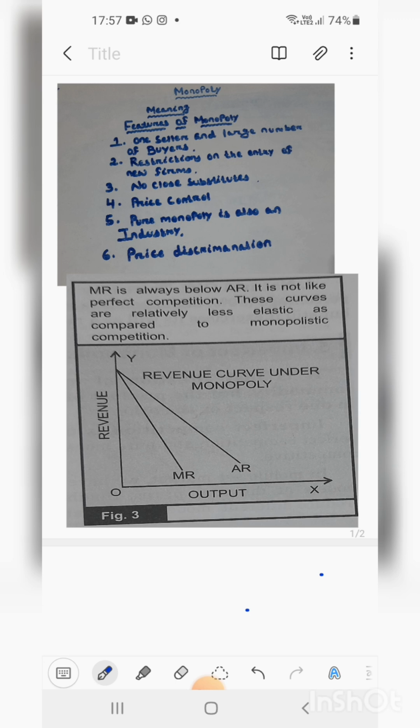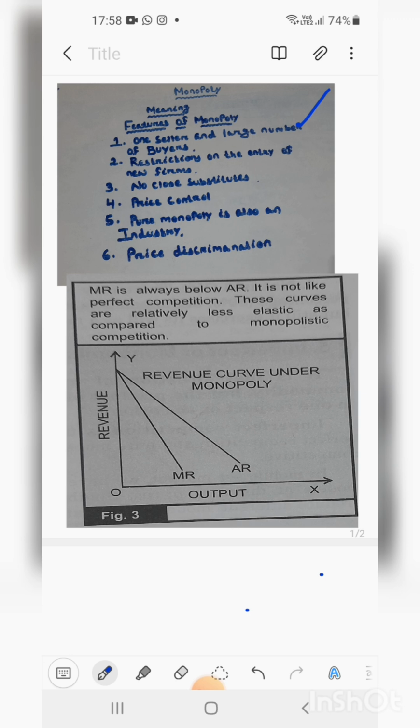Then I will discuss features of monopoly. First, one seller and a large number of buyers. There is only one producer and a large number of buyers in monopoly. The producer may be a single person, a partnership or a company, but a single firm has full control over price. Whatever the number of customers is, it cannot affect the price.